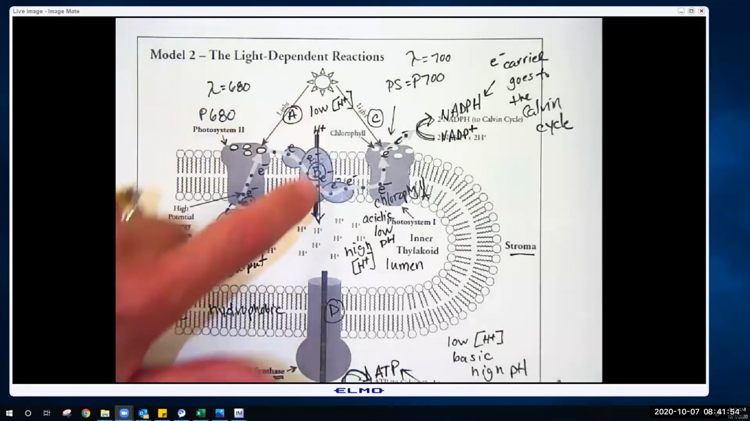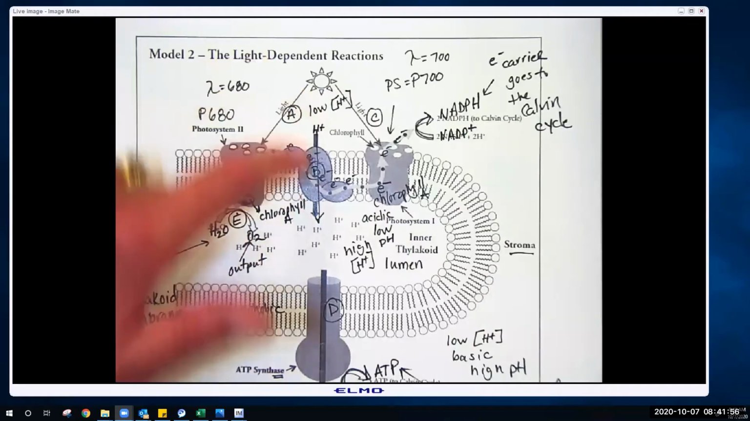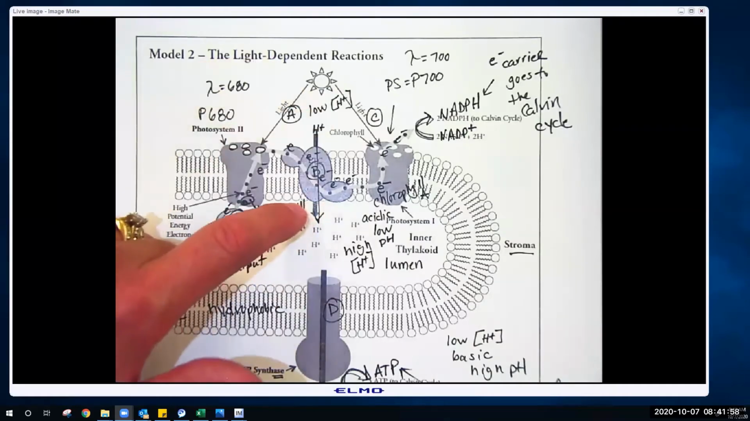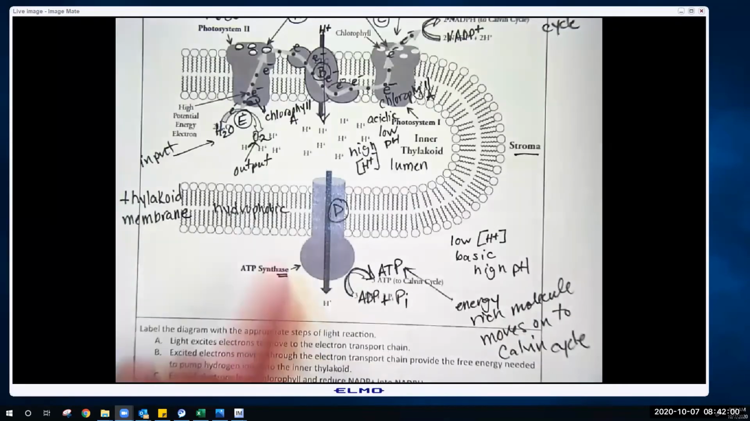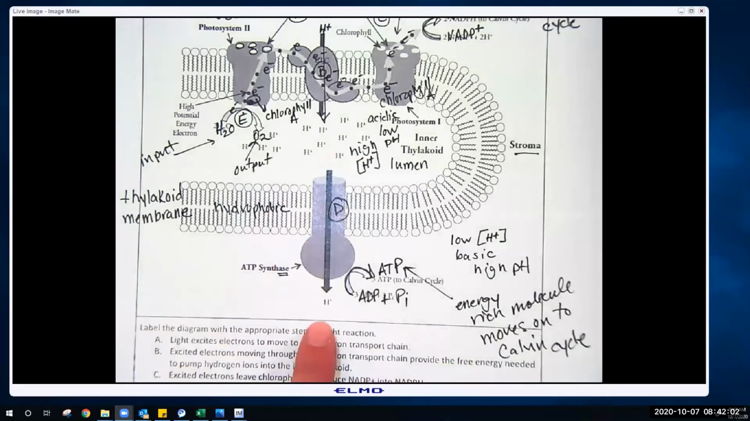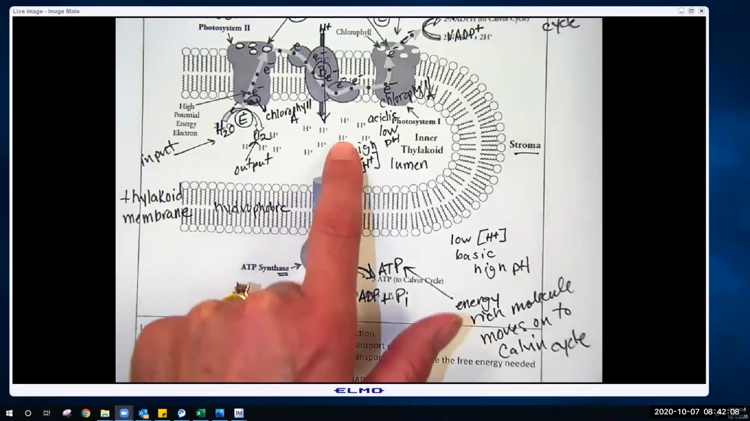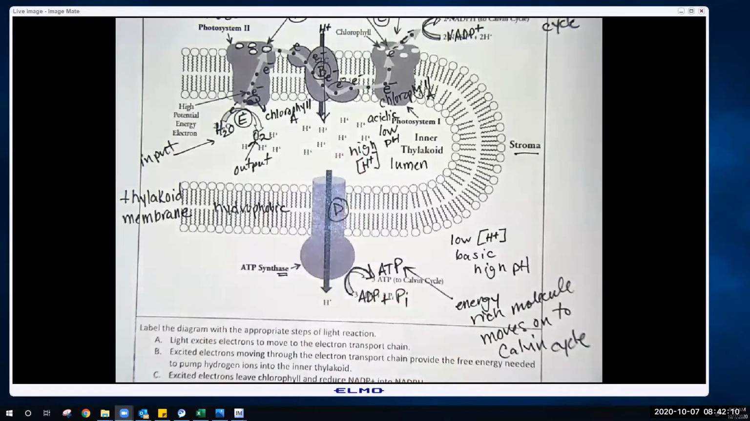We also know that these proton pumps, this is active transport, and that this energy source is coming from the movement of electrons, but the movement of the protons out into the stroma, that is facilitated diffusion. There's no energy needed for that because they're moving from a high concentration to a low concentration. Anything?